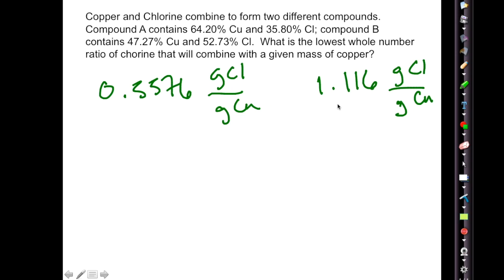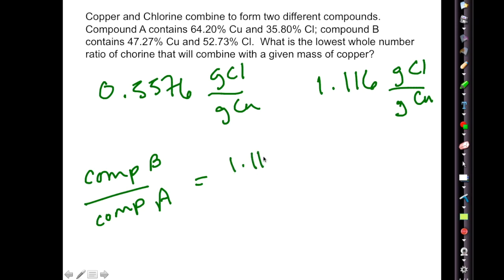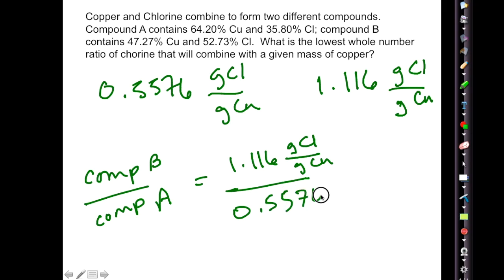Now, you could technically set this up either way. What I'm going to do is take the larger of the two ratios and put it in the numerator of my ratio. So notice the larger of the two ratios was compound B. So what I'm going to do here is set up a ratio of compound B to compound A in terms of the mass chlorine per given mass copper. So I've got 1.116 grams chlorine per gram copper for compound B, and I have 0.5576 grams chlorine per gram copper for compound A.